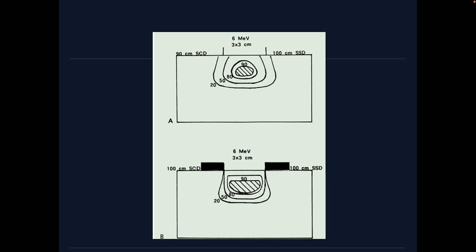In the lower graph, the thick black lines there are the collimation on the skin. The lead is on the skin, and this is what we call a skin collimation field. So this cannot be done like this. You cannot do this 3 by 3 field without discussing this with your physics team.